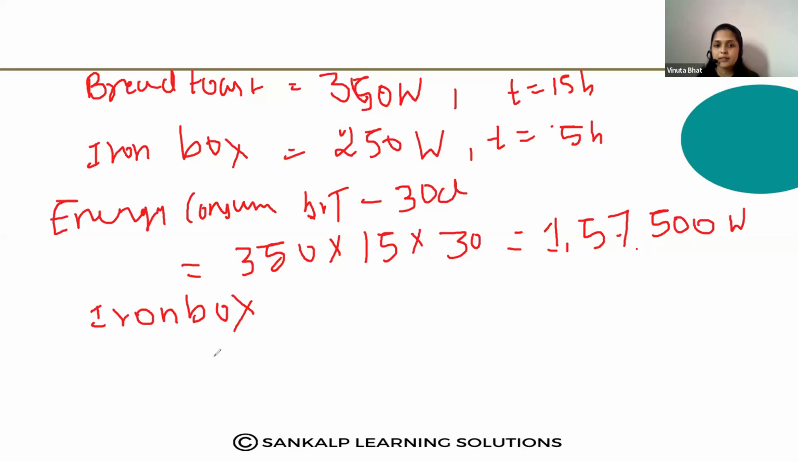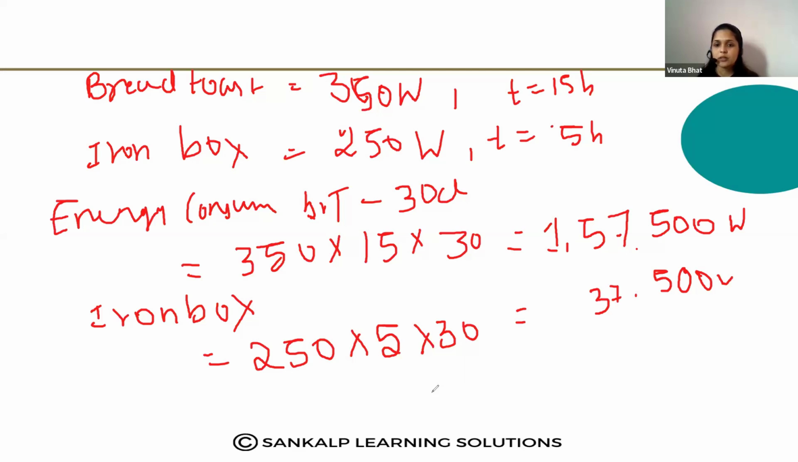Then the energy consumed by the iron box for 30 days. What is the power? That is 250 watt. Then how many hours per day? 5 hours per day. And total how many days? 30 days. Then calculate 250 into 5 into 30. That is equal to 37,500.